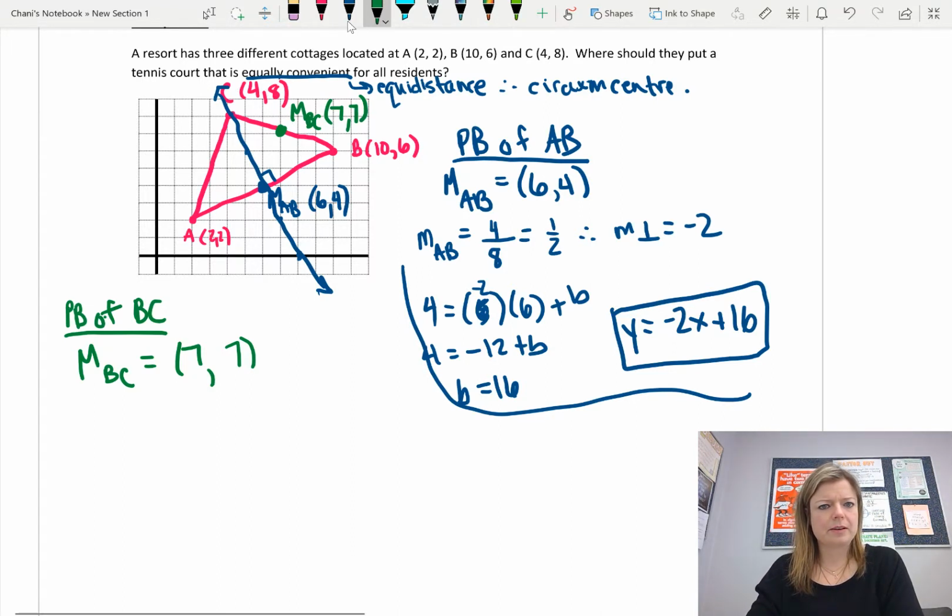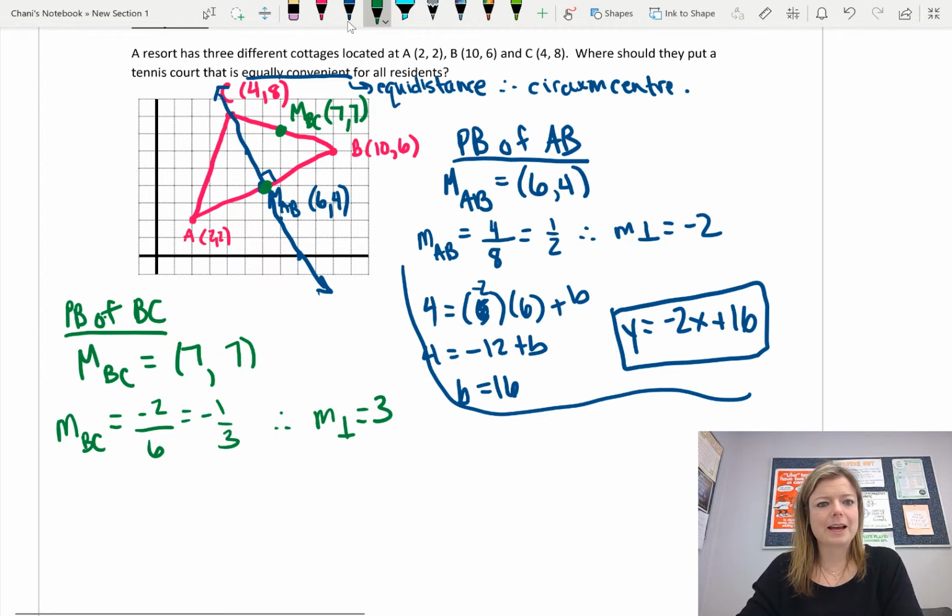Okay, so now we need to find the slope of the perpendicular bisector by first finding the slope of BC. So 6 minus 8 is -2, and 10 minus 4 is 6. So we end up with negative a third. So that looks right for this line. So therefore the slope of the perpendicular is positive 3. So down 3 over 1.